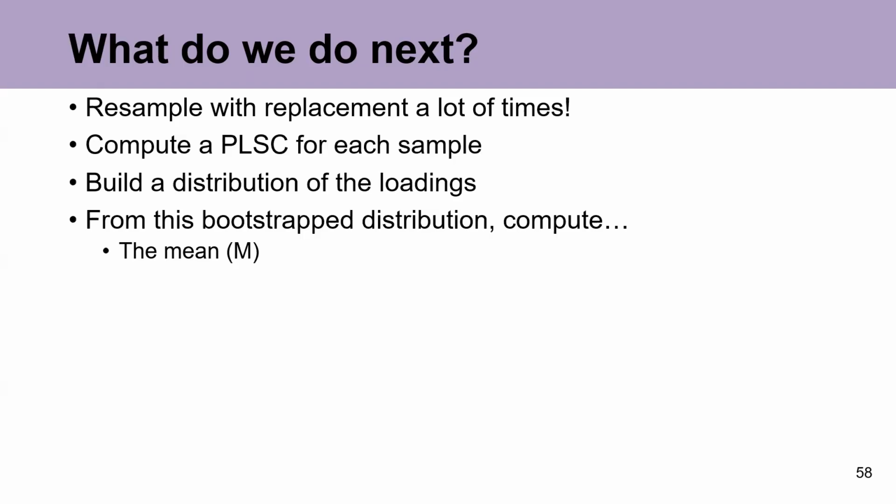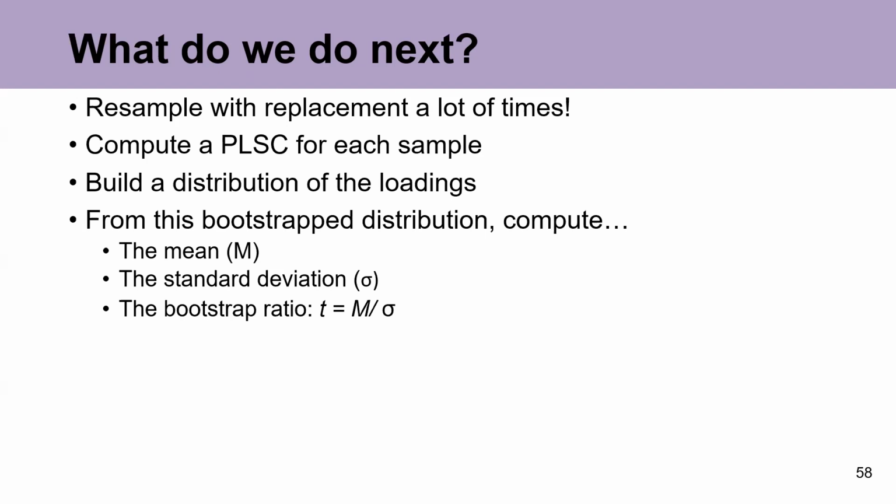So from this distribution, we then get the mean, which should be really close to what we observed at the beginning. And then we get the standard deviation. And with that, we can compute this bootstrap ratio, which is an analogy to a t measure. So we have mean divided by standard deviation. Does anyone remember how you compute your t value? It's mean divided by standard deviation.